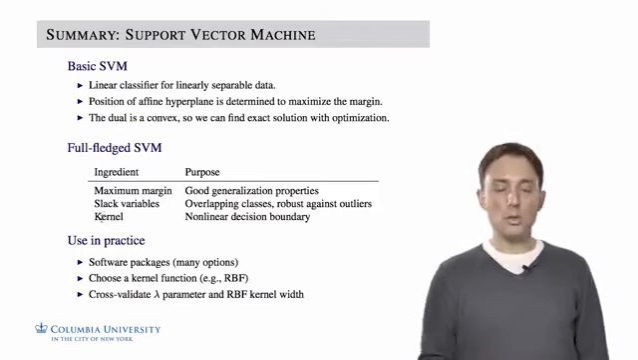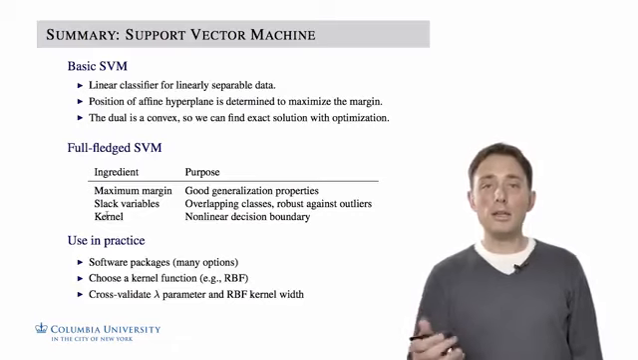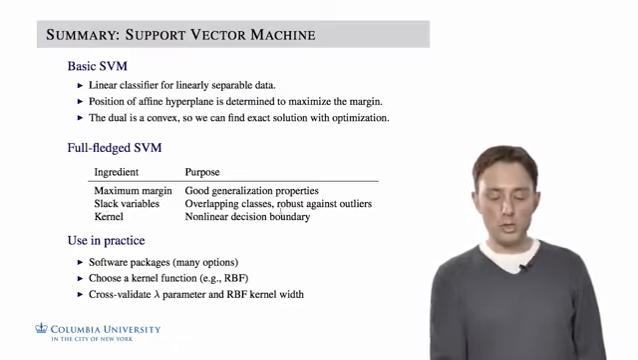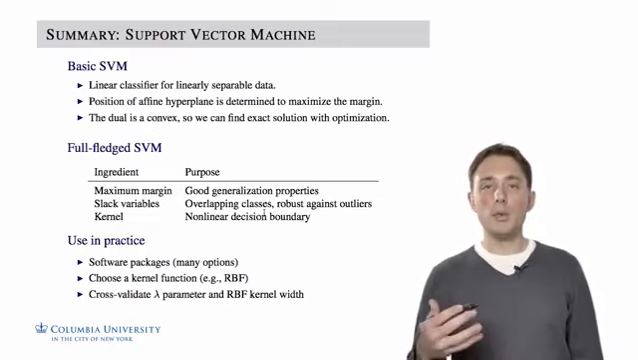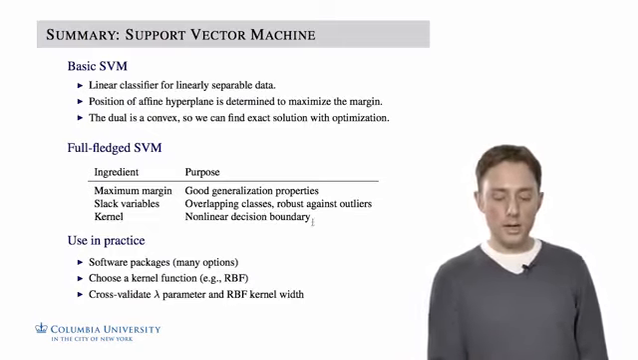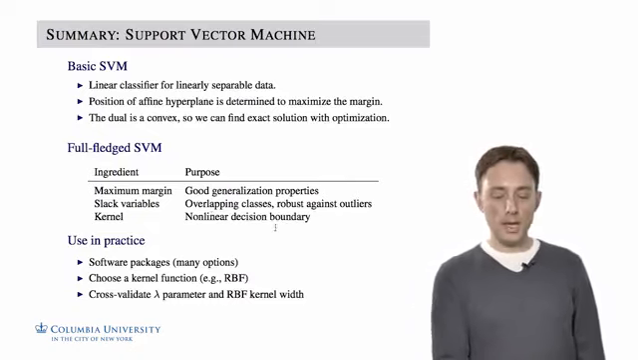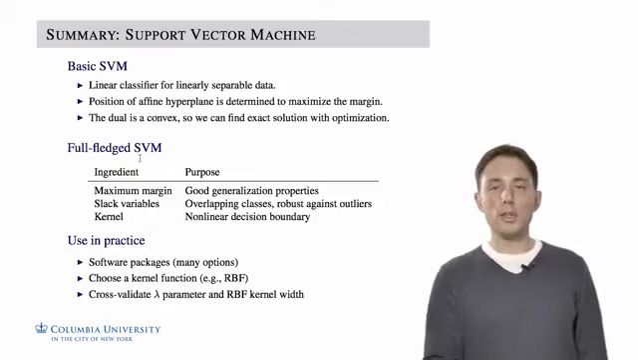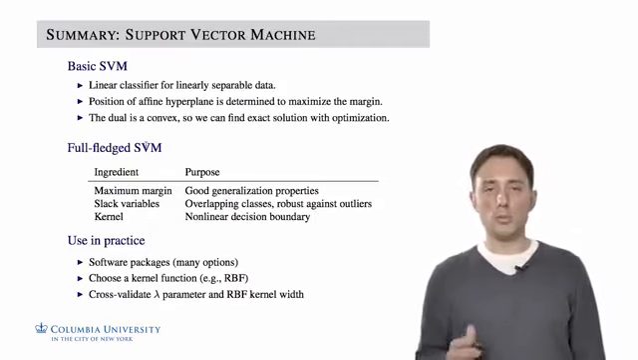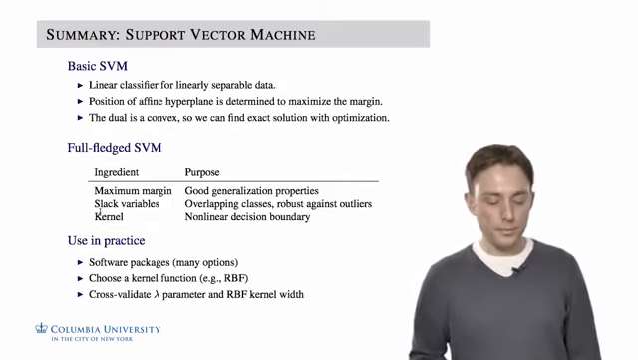So the dual includes kernels so that we can learn nonlinear decision boundaries in the original space. We're still learning a linear classifier in the higher dimensional mapped space, but when we look at what the decision is in the original space, we get nonlinear decision boundaries. And so that's what makes the full-fledged SVM so much more versatile and useful. And that's where kernels become very useful.